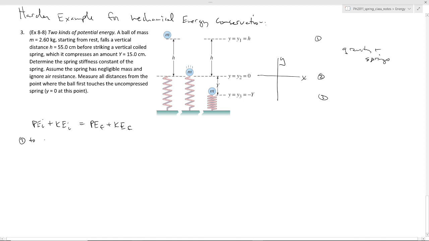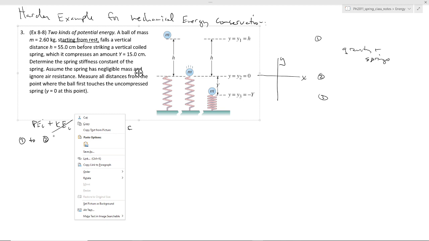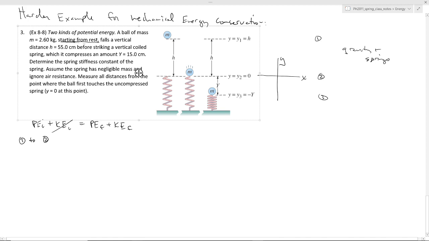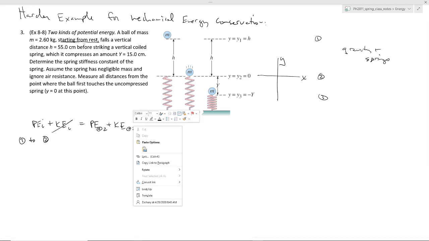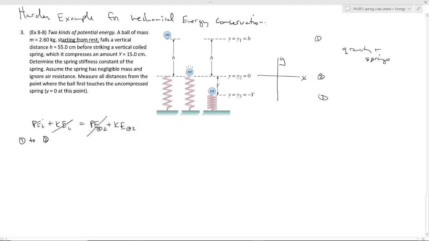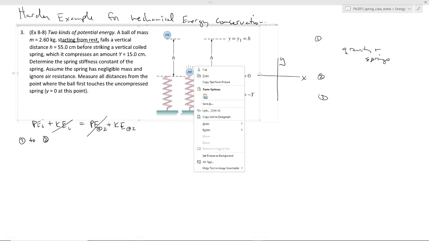So from 1 to 2, the potential energy initial, if it's dropped starting from rest, there will be no kinetic energy initial. And then for the final, let's call this the potential energy at 2, and the kinetic energy at 2. The potential energy at 2 will be zero, because it's immediately before it hits the spring. But we will have kinetic energy there because it will be moving. And you can see they've given us some helpful indicators there that it's moving. So, okay.